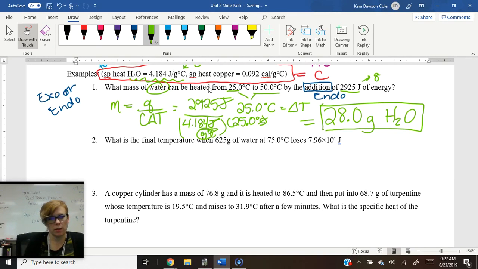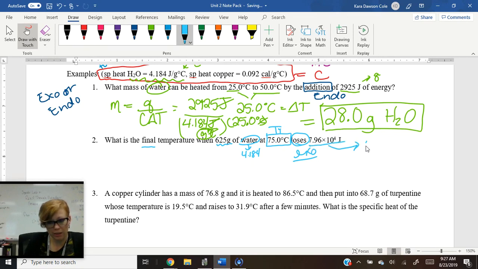So for number 2, I've got a couple of different things here. So I've been given my mass. I know it's water, so I'm going to use that 4.184 value again, 4.184. And then this is a temperature measurement. So it's asking me for the final temperature. This is my temperature initial then. Okay, so that's my initial temperature. I'm losing. So this means this is exo. Okay, so then that means that this Q right here is actually negative.